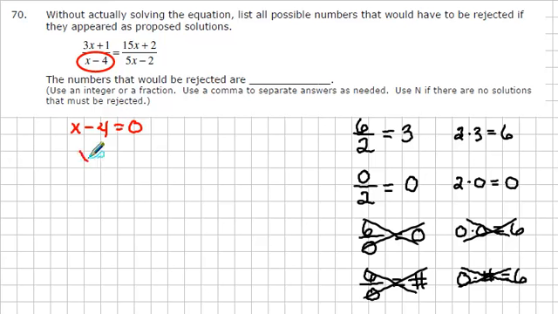Add 4 to both sides. x is equal to the number 4. 4 minus 4 is 0. Dividing by 0 is undefined. So if 4 is a proposed solution, then it would have to be rejected. So one of the numbers that has to be rejected is the number 4.